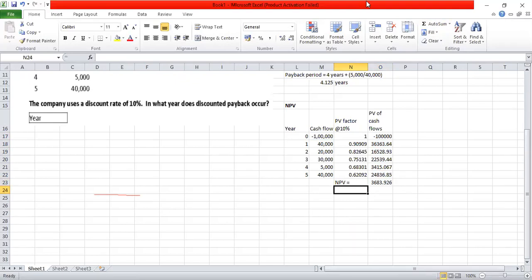So what are we doing? We are taking the sum total of all the cash inflows. From that, the cash outflow is a negative 1; we are deducting this. So the net present value is a positive value, 3683.926. So this is the present value of cash inflows, and from the total present value of cash inflows, the cash outflow of 1 lakh is deducted. After that, we see that it is 3683.926, which is a positive value. Therefore, the project should be accepted.